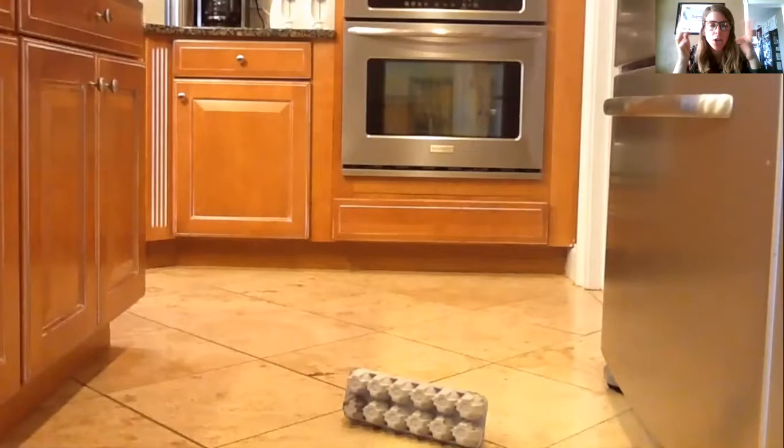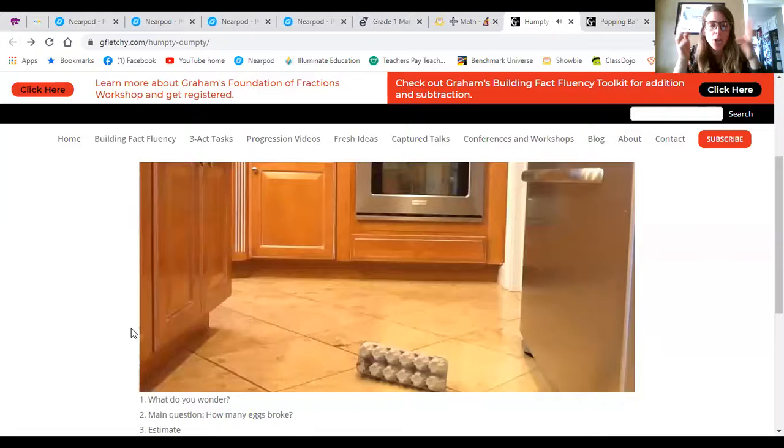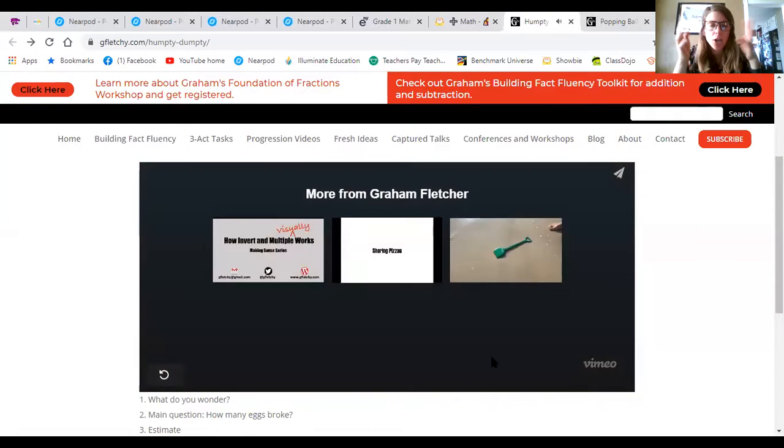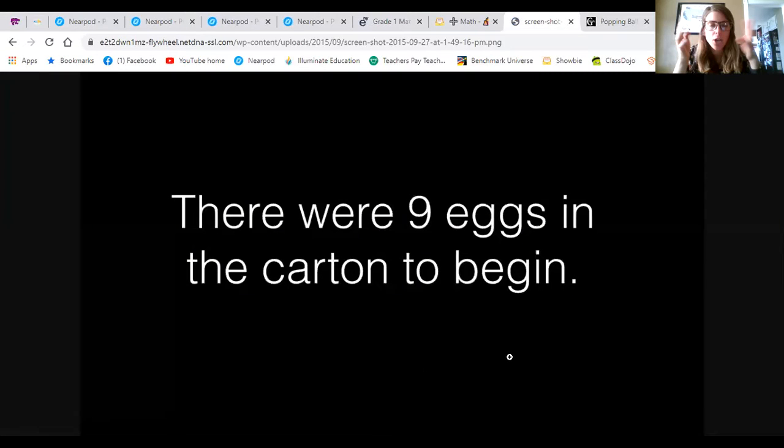But that doesn't mean there were 12 eggs. So we still need to figure out how many eggs were in there before it dropped. Okay, so let's see, how many eggs were in the carton to start? There's our answer. It says there were 9 eggs in the carton to begin. 9 eggs. So how can we show that with our picture?